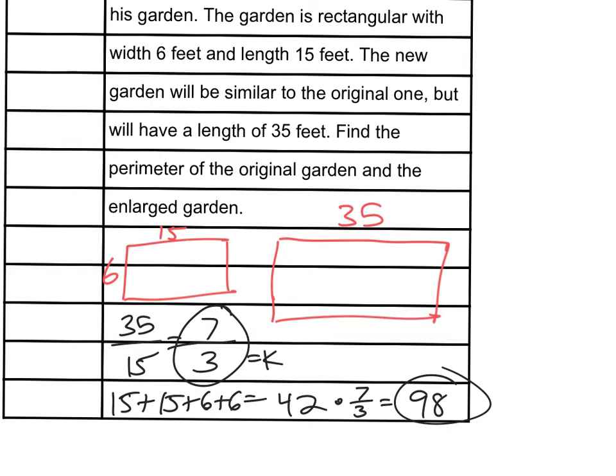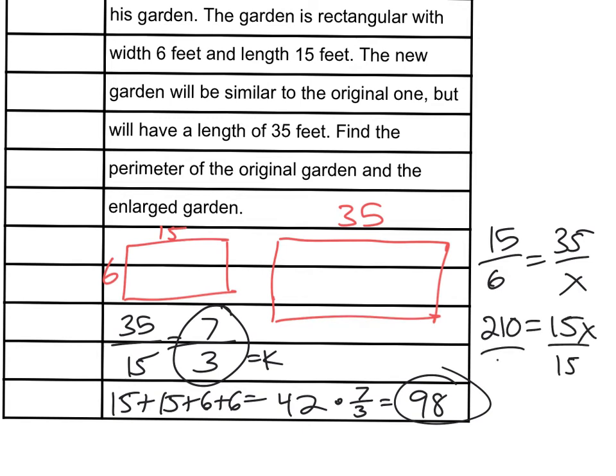What you could do now instead is set up a proportion, right? 15 over 6 equals 35 over x. We're going to cross multiply to get 35 times 6 equals 210 equals 15x. Divide both sides by 15. And you're left with x equals 14.